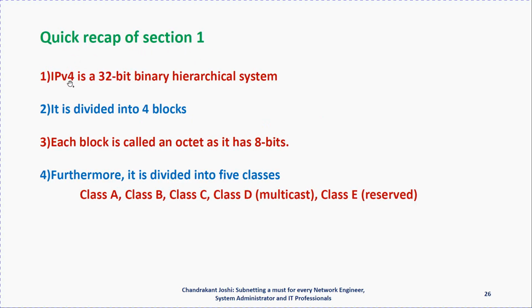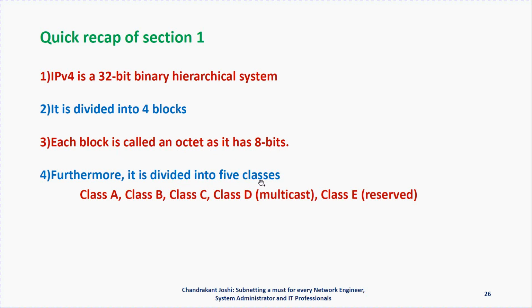In section 1 we studied IPv4, which is a 32-bit binary hierarchical system. So that has got 4 blocks and 5 classes, which we are going to study in detail later. This IPv4 is divided into 4 blocks. Each block is called an octet and each octet has 8 bits.